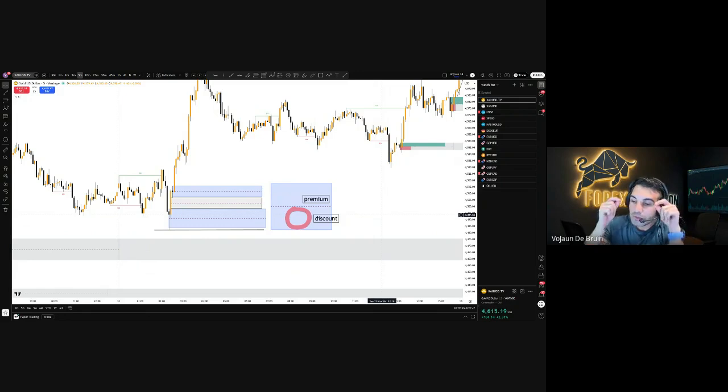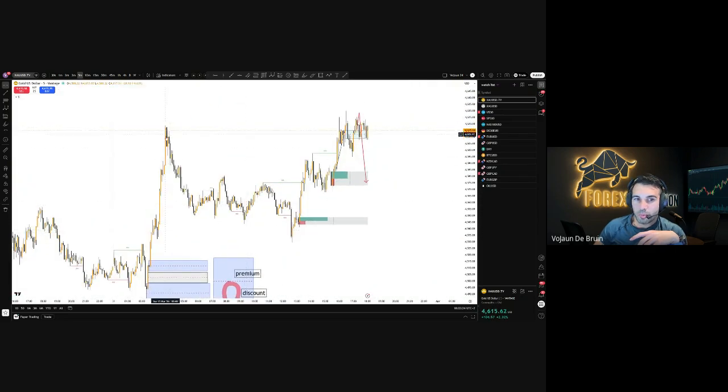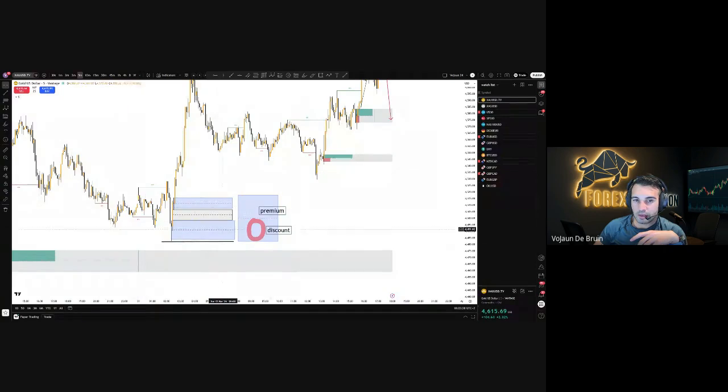That's now the responsible thing to do: sit on your hands, be patient, and wait for a reaction out of your level. Don't be a chop and think because we have this, we can now sell into this, because look at what can happen. When price is reacting from here, you can't just take a sell and think, there's my zone.